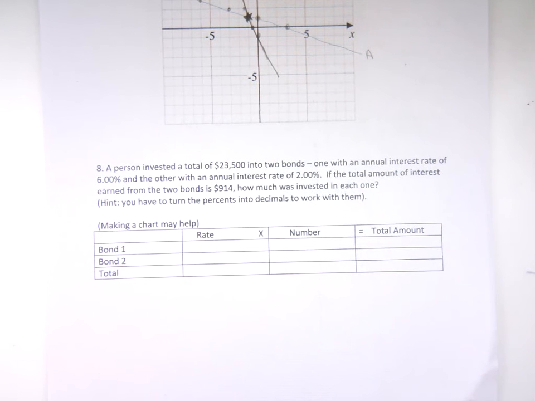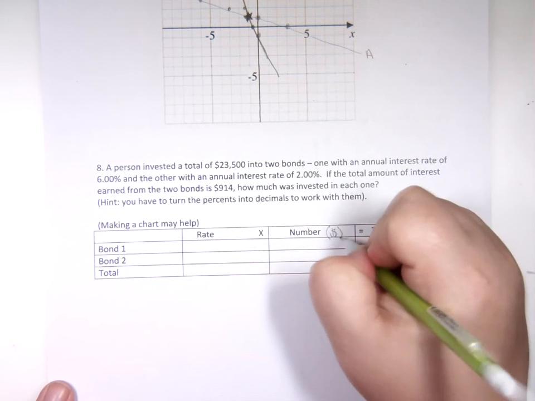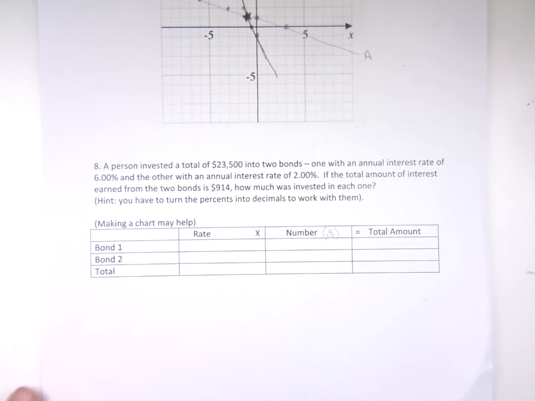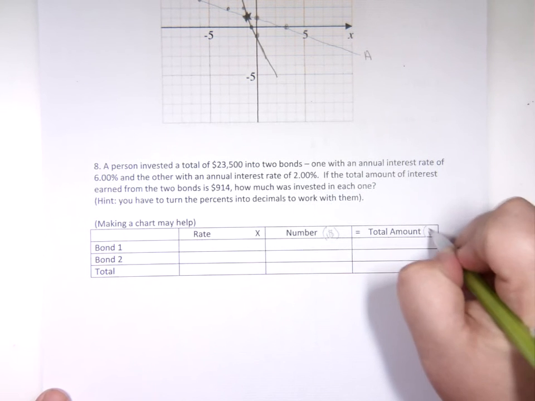So a person's investing money into 2 different bonds. One has an annual interest rate of 6% and the other has an annual interest rate of 2%. If the total amount of interest earned from the two bonds is $914, how much was invested in each one? So we've got an interest rate times some number of dollars. So this number means the number of dollars we're investing in that bond. And that's going to give us the total amount of interest that we earn on that bond.